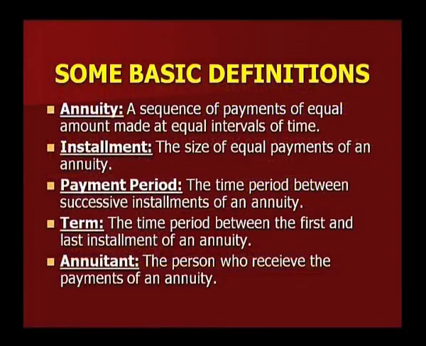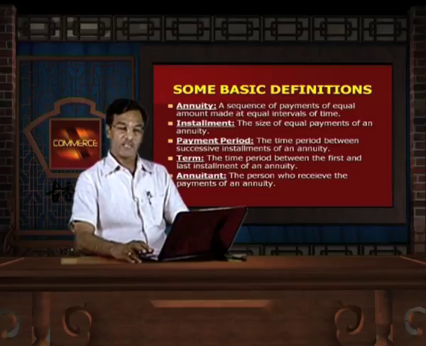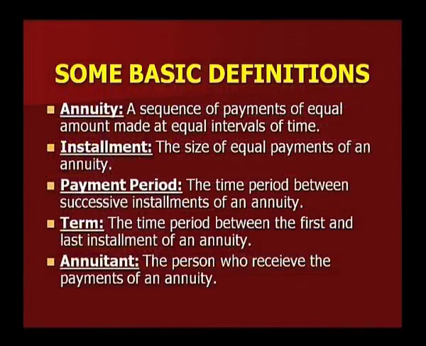Now, I am going to explain some terms used in the study of annuity and fund values. Some basic definitions here are: annuity, a sequence of payments of equal amount made at equal intervals of time is called an annuity. The installment, the size of an equal payment of an annuity, is called the installment.